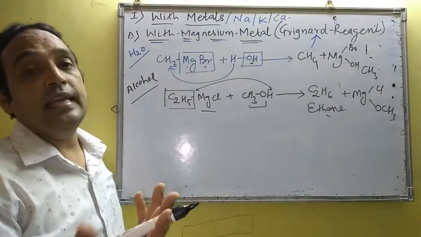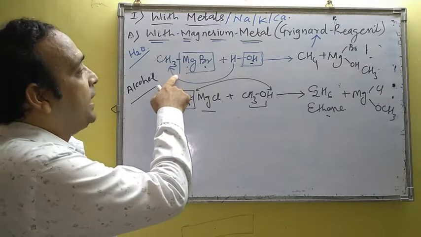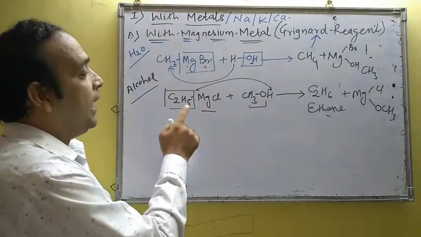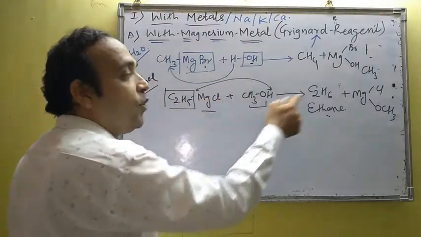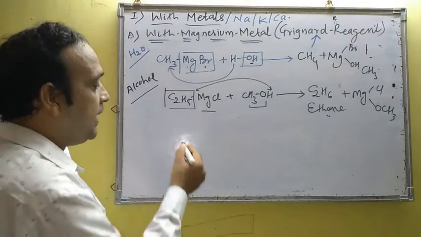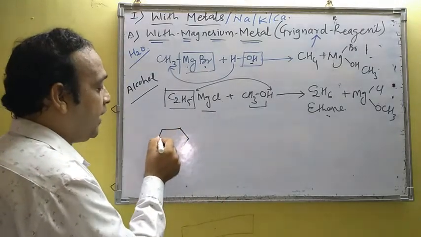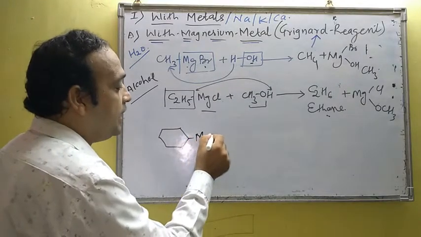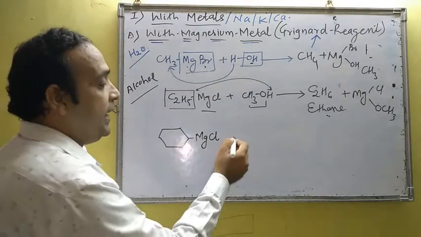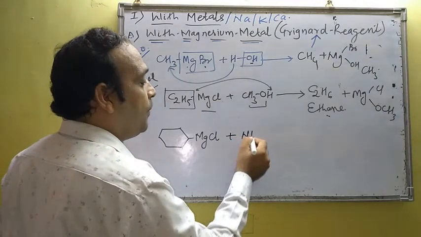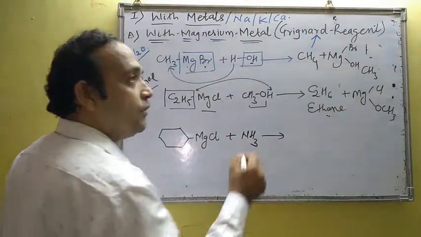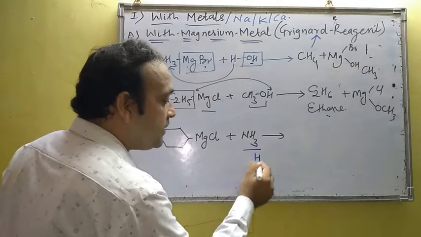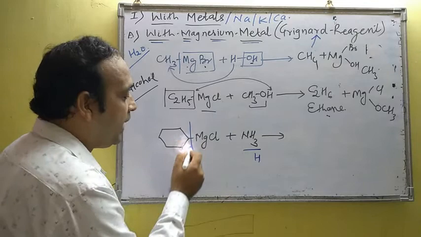That is your ethane. Alkyl magnesium halides react with water to form hydrocarbon. Alkyl magnesium halide reacts with alcohol to form hydrocarbon, say alkane. Now suppose cyclohexyl is given to you. Now this one is your cyclohexyl magnesium chloride. It reacts with ammonia, and ammonia is your NH3. Now in this case, from ammonia, H reacts with cyclohexyl.